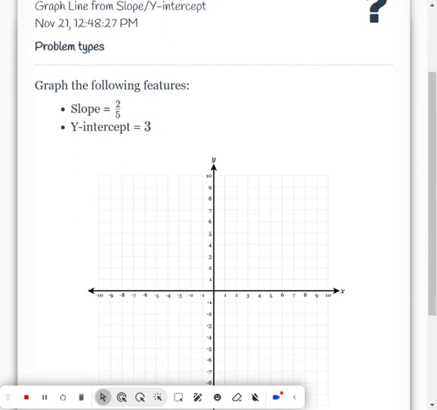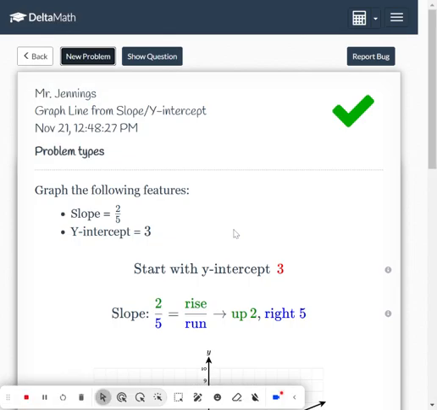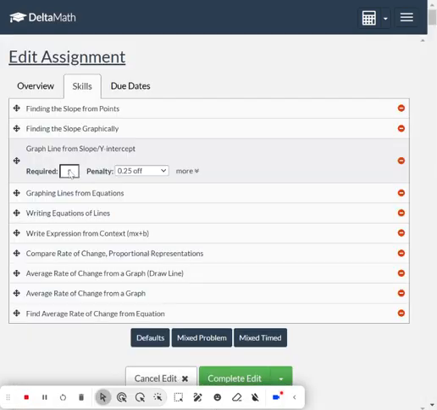Slope is 2/5 and y-intercept is 3. I start with y-intercept is 3. X increases by 1, 2, 3, 4, 5. Y increases by 1, 2. There, that's the line. Notice I could have also gone x decreases by 5, y decreases by 2, and I would have been fine. Submit answer. There we go. Okay, so that's that skill.